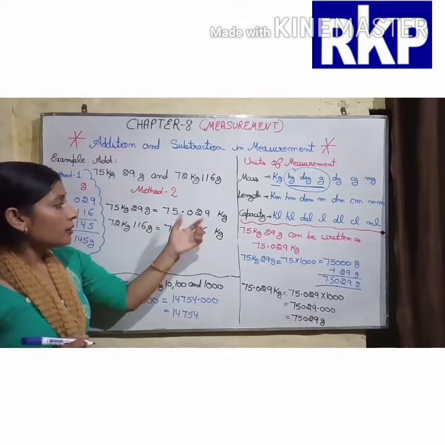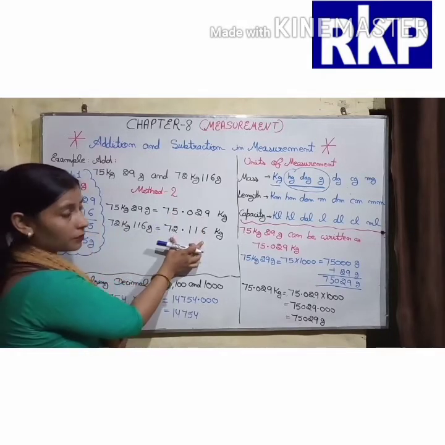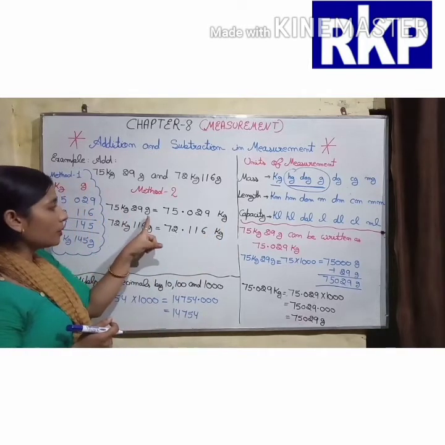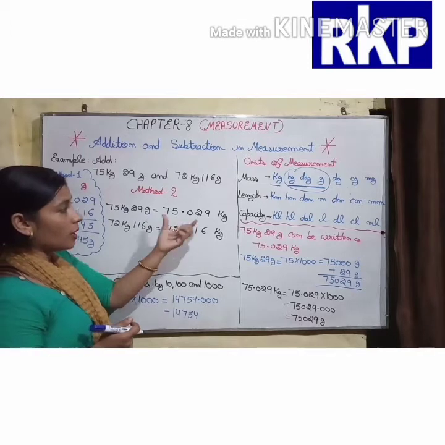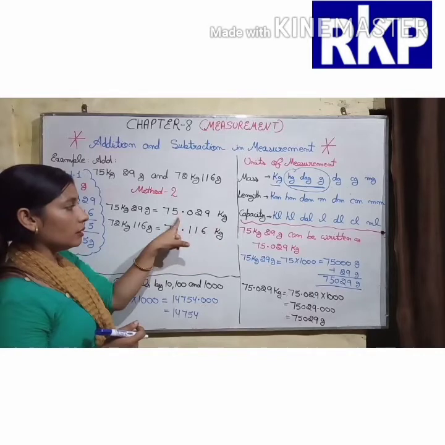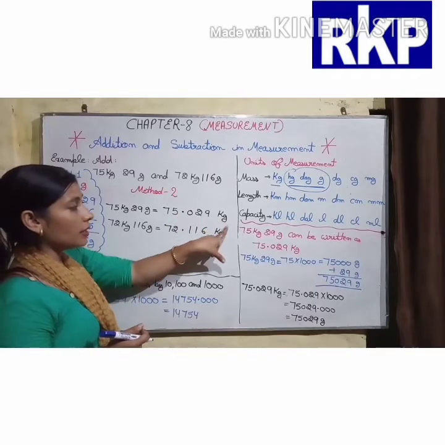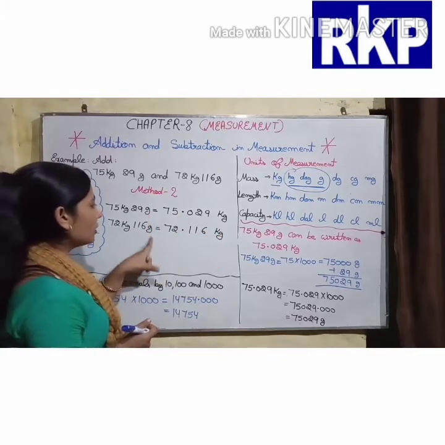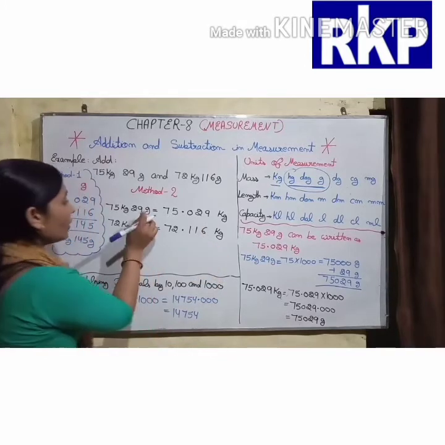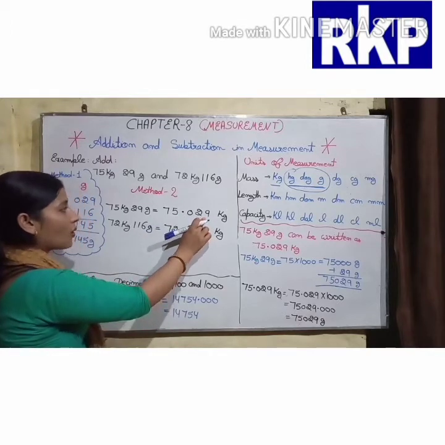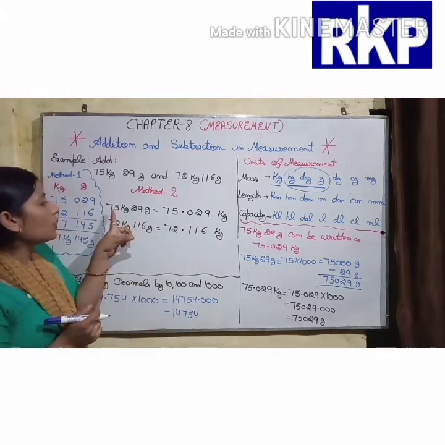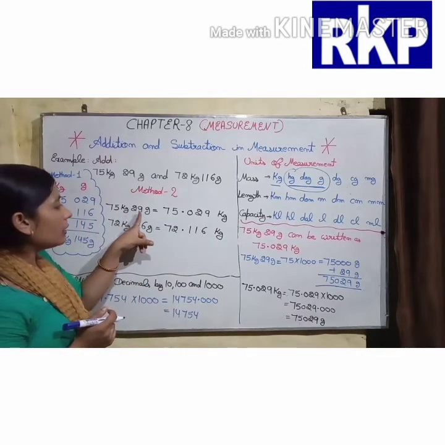And with these, beta, we have to write the greater unit. Here we have kilogram, here gram. So after converting to decimal, we have to write with these the greater unit, not gram. We have to write here kilogram. Now beta, let us see how can we convert these into decimals. Here we have 75 kilogram and 29 grams.